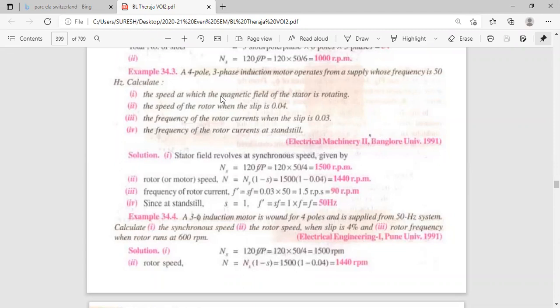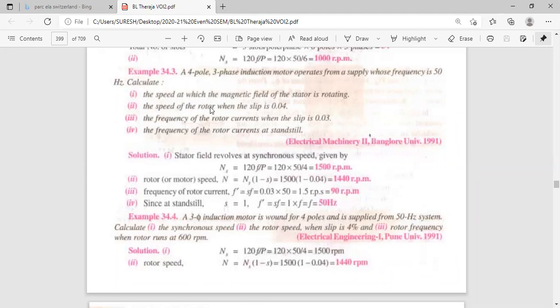Now, what is the formula for the speed Ns? 120f by P. They have given frequency. First bit I am discussing, the magnetic field of the stator. If it is rotor, it is N. If it is stator, it is Ns. Please remember, you can write a note. If they are asking about the magnetic field of the stator, the formula is Ns. If it is the rotor, it is N. Ns is equal to 120f by P. Frequency 50 they have given. Poles is 4. So we have got Ns is equal to 1500 rpm. This is the first bit.